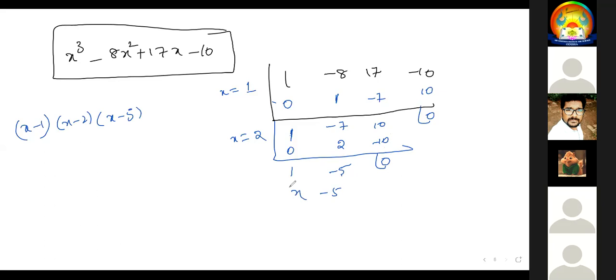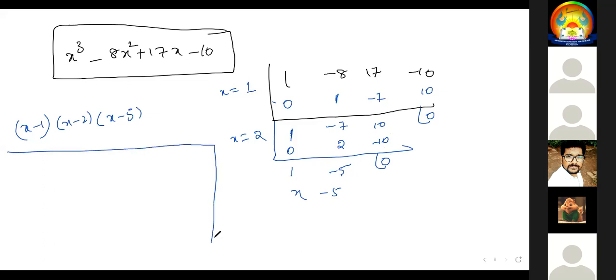So x minus 5. Let's do one more question. Those who didn't understand, please copy it. Those who understood, just give me a minute. I'll write the question.